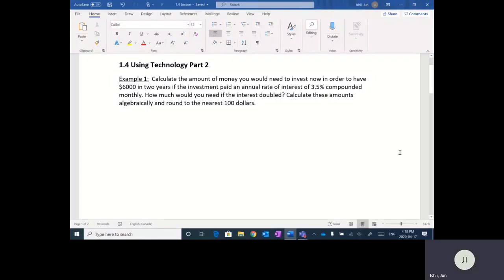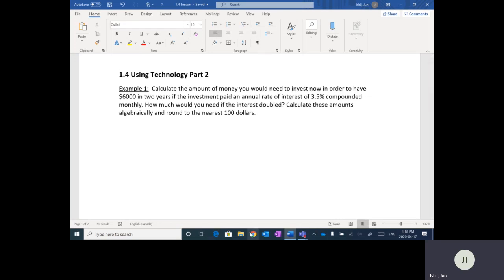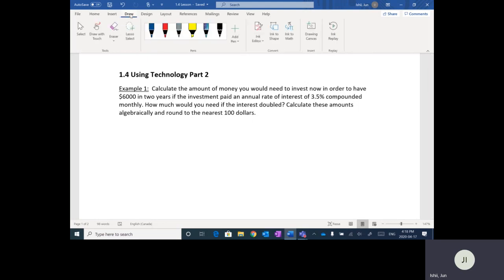Okay, so the next lesson is called Using Technology Part 2. Basically, we are going to use that TVM Solver again. However, we will also be doing things algebraically. What I mean by algebraically is working out the formula by hand. For this worksheet, we'll be working these questions out by hand, and then checking them with that TVM Solver that you worked with in the last lesson.